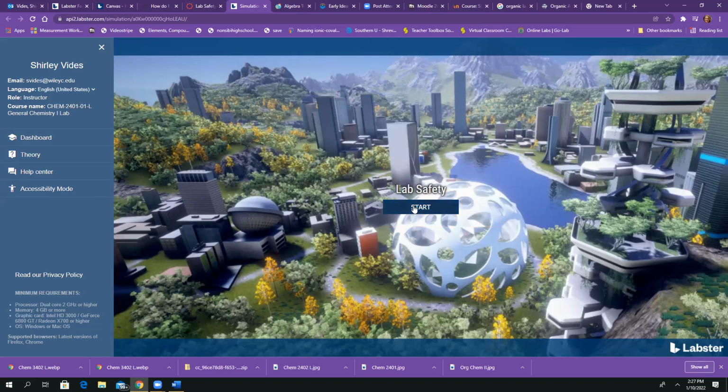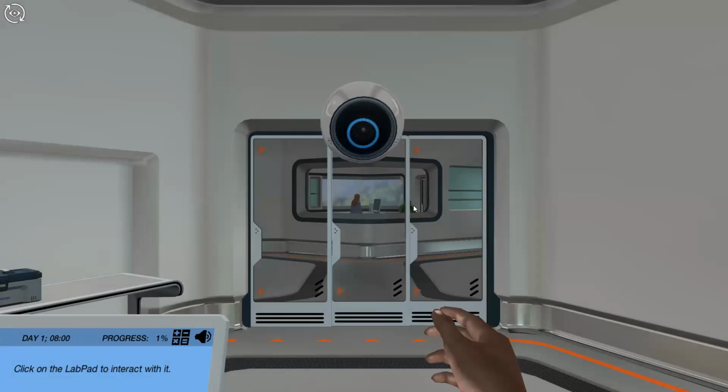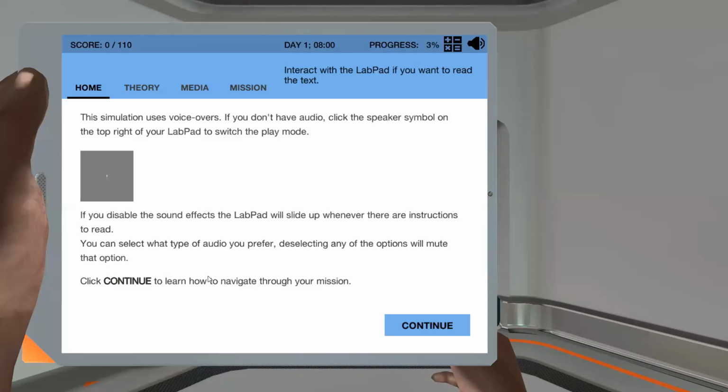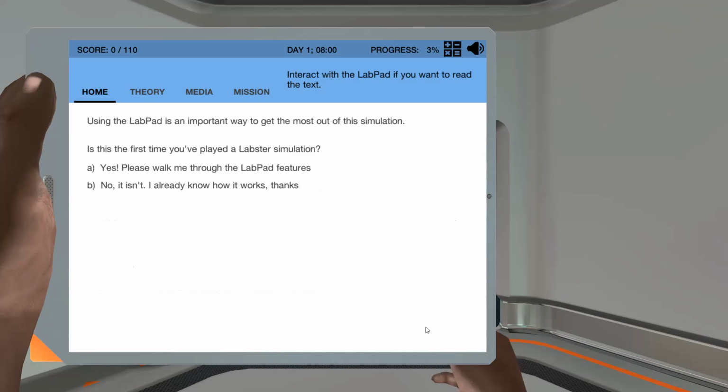Okay, so this is lab safety, basically. Welcome to the lab safety simulation. I am Dr. One, your AI lab assistant. Today, you will learn everything you need to know to survive your first day in the lab. Are you ready for the challenge? This simulation uses voiceovers. If you don't have audio, click the speaker symbol on the top right of your lab pad to switch the play mode. If you disable the sound effects, the lab pad will slide up whenever there are instructions to read. You can select what type of audio you prefer. Deselecting any of the options will mute that option. Click Continue to learn how to navigate using the lab pad.